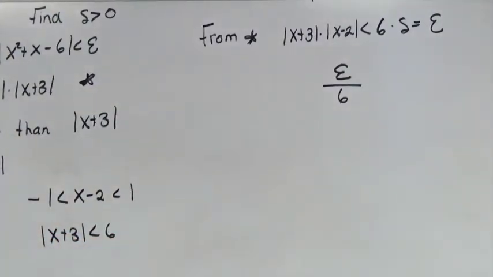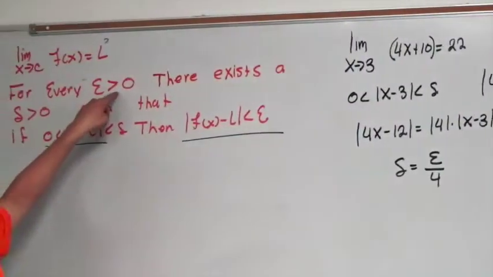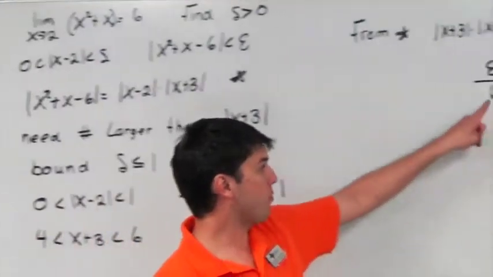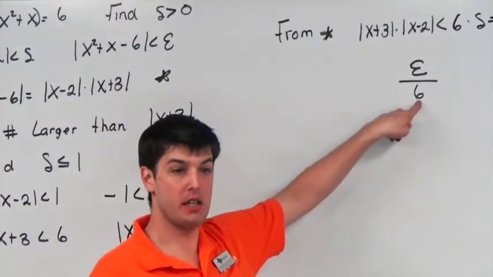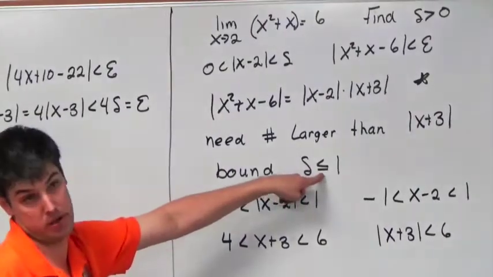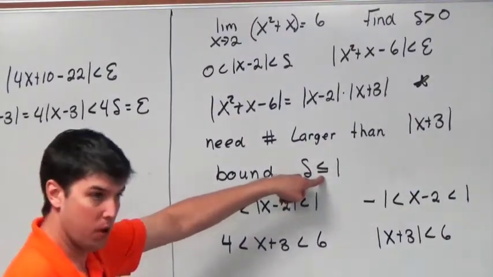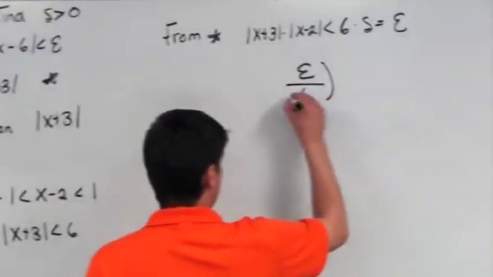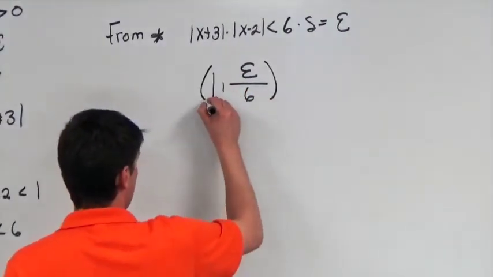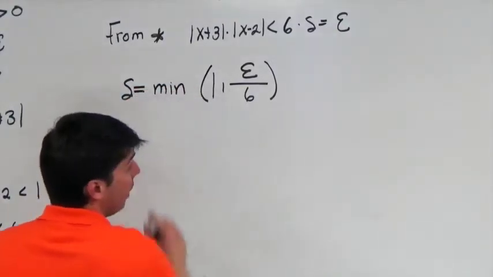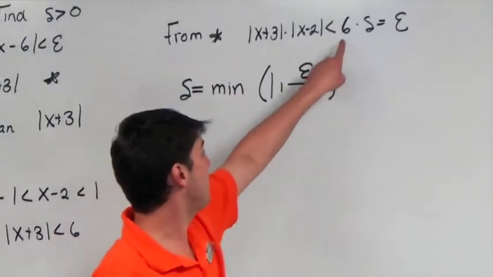Because remember, this has to work for every epsilon greater than 0. So if they give us an epsilon of 12, this equation will reduce down to delta equals 2. But delta equals 2 contradicts our bound. So the way we fix this problem is at the end we take delta to be the minimum, or the smaller, of our bound and what we would get with the algebra.